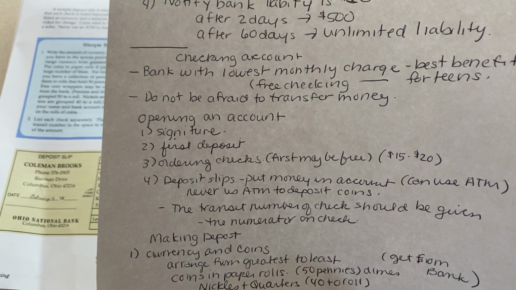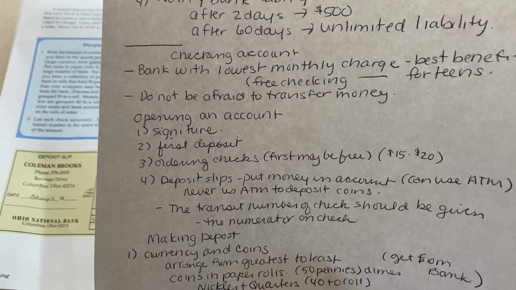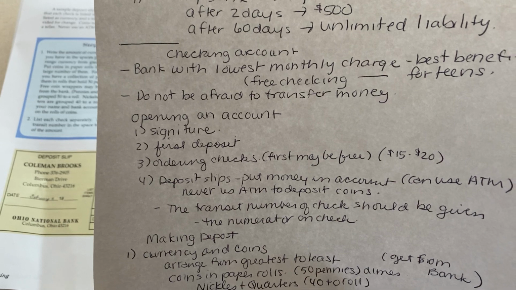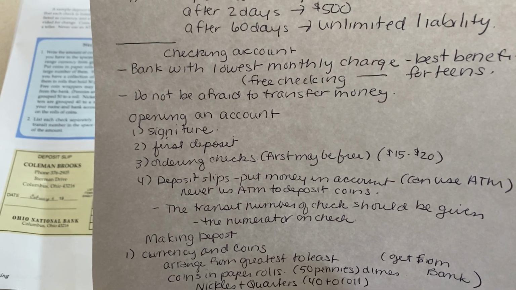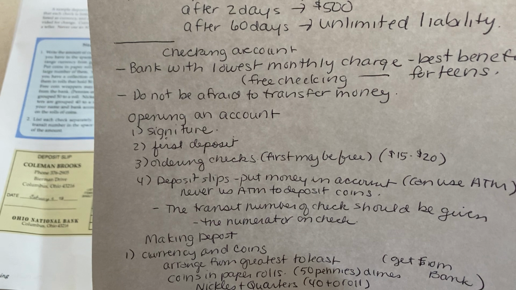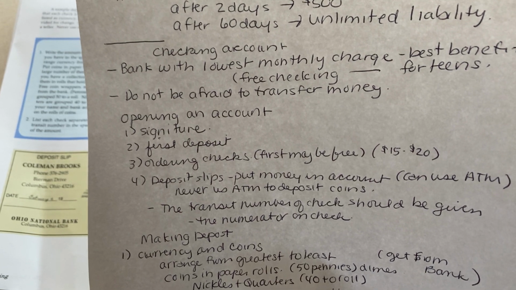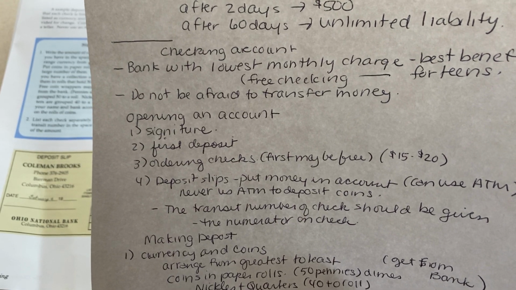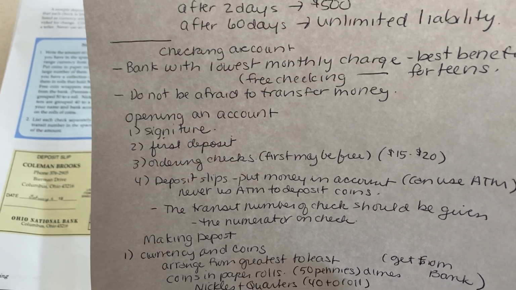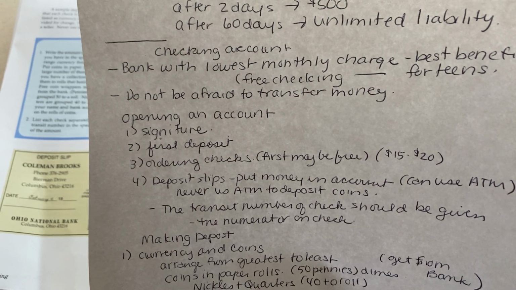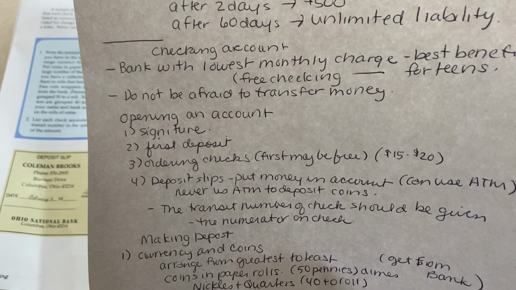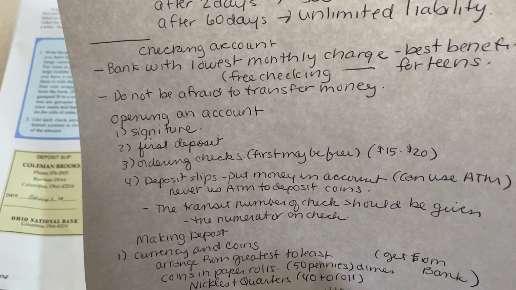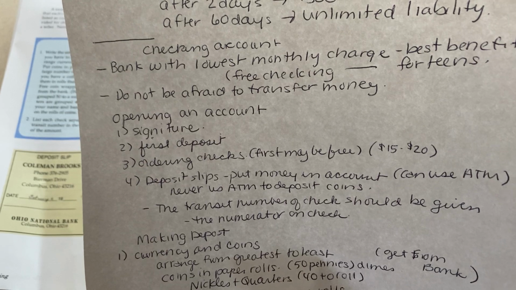They'll give you an account number with a deposit slip on it, so you can put your money in the account. You can also go through an ATM machine if you need to, an automatic teller machine. And never use an ATM to deposit coins. They won't take coins. I wouldn't even use an ATM to deposit cash. It's good for taking out cash, and it's also good for depositing checks sometimes. And the transit number should be given on the numerator on the check. So we'll look at that a little bit.